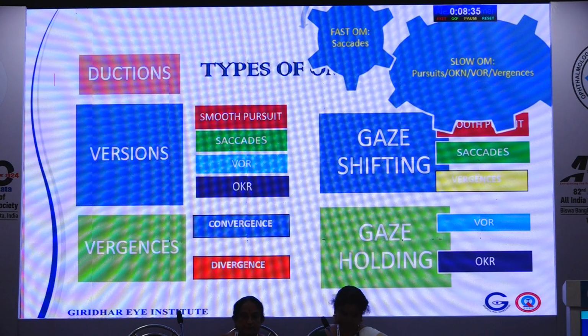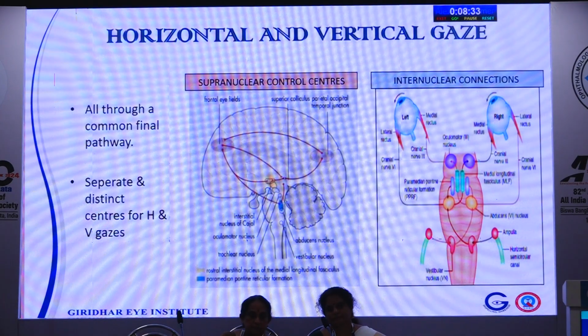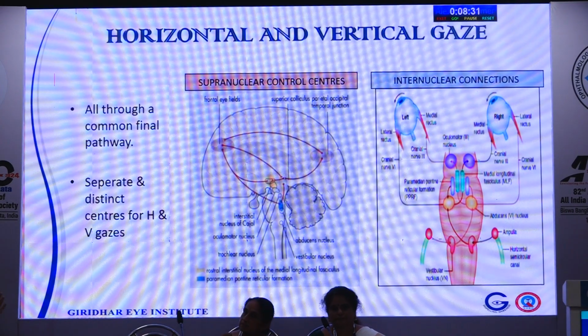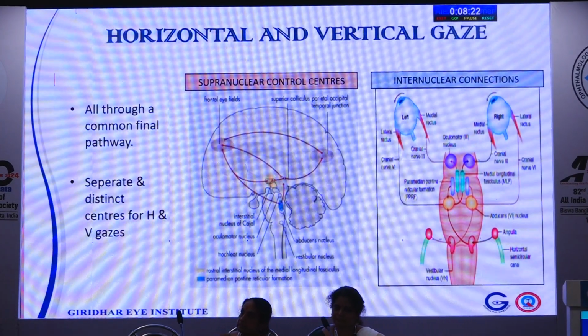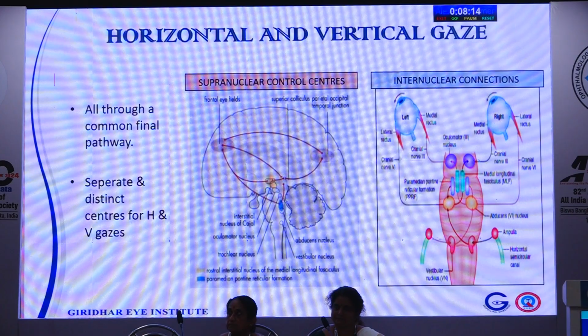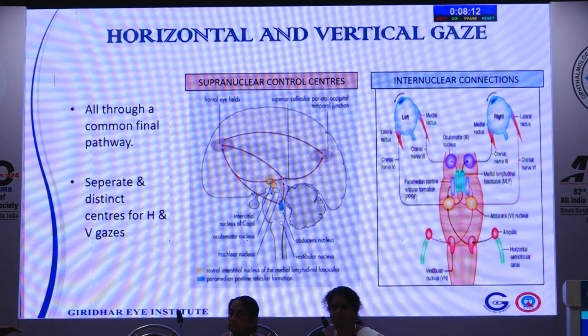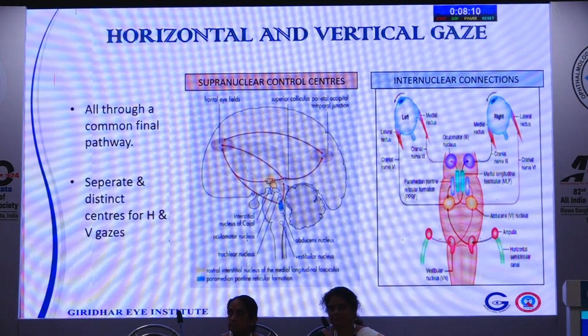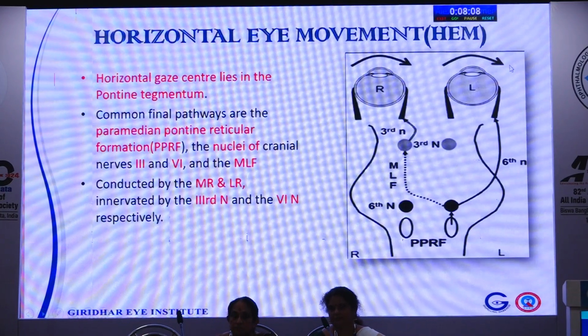So let's look at each of these. It seems complicated, but it is not so. I'll be talking from this neuro-ophthalmic perspective. Let's look at the gazes. So we have horizontal gazes and vertical gazes. This all looks very complicated now, but the thing to remember is that there is a common final pathway for horizontal gaze and a common pathway for vertical gaze, but the centers are separate for horizontal gaze and separate for vertical gaze. So I'll come to that, just a bit of anatomy.